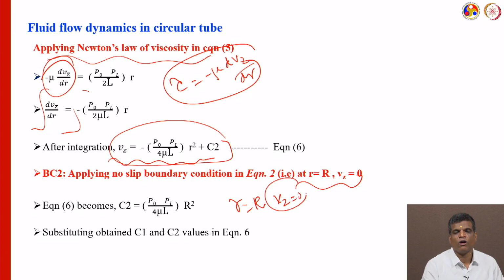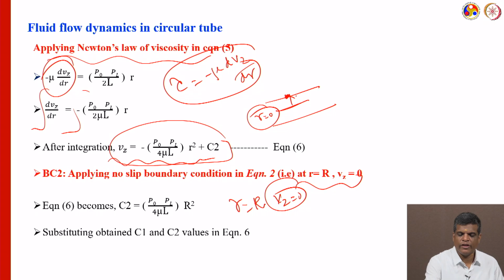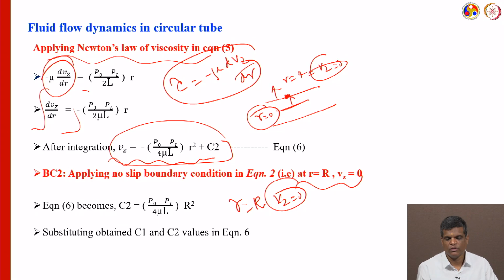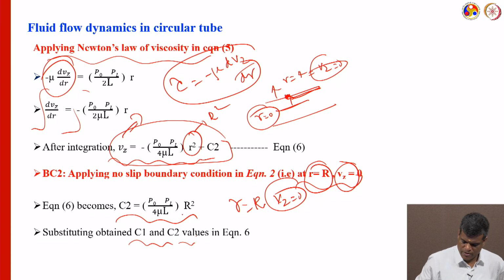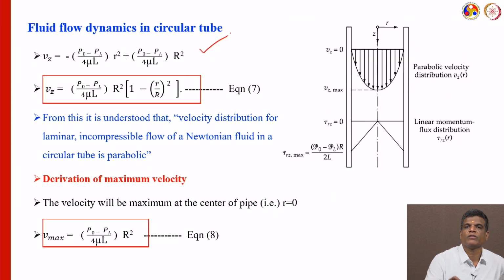What is the value of Vz at r equal to R? You assume r equal to 0, the velocity is maximum here, and at the solid surface, at r equal to R, the velocity Vz becomes 0, because there is no velocity; the shear stress is maximum at this point. So you substitute r equal to R, then Vz is 0, and this converts as R square. So we got C2. Now we know the value of C1 and C2, you substitute this, and then we will get a beautiful expression.